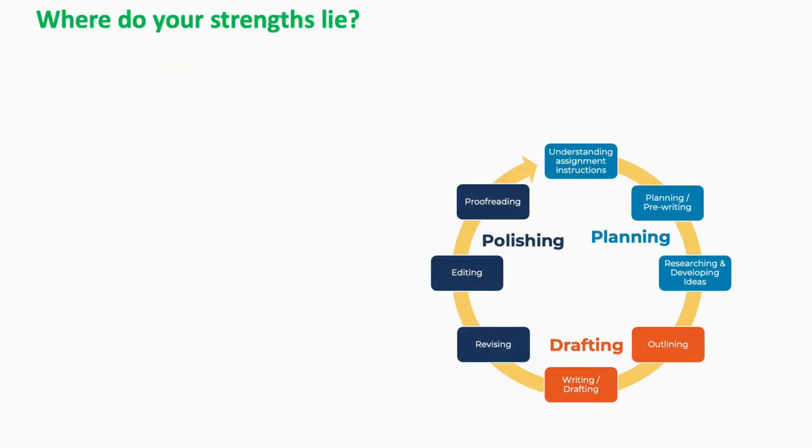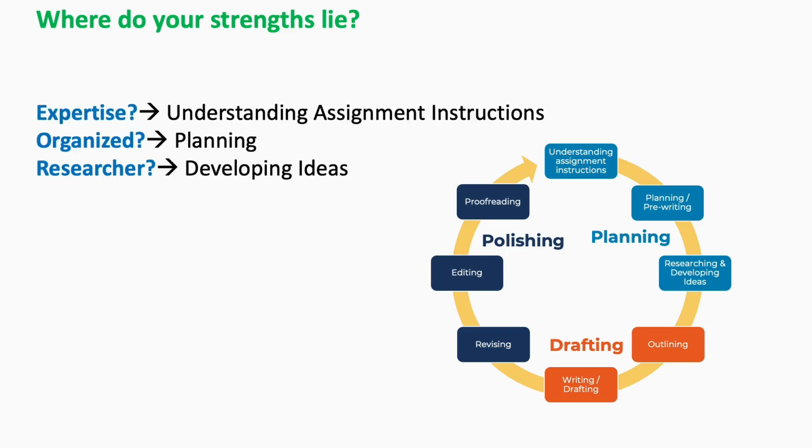But when we're talking about weaknesses and our concerns with writing, let's also talk about our strengths. Because even if writing is not a strength, you might have strengths in other parts of the writing process. For example, in the planning stage, perhaps you are in nursing and you have professional expertise. This might help you understand assignment instructions and think about how you want to answer the assignment or apply your professional experience to the topics.